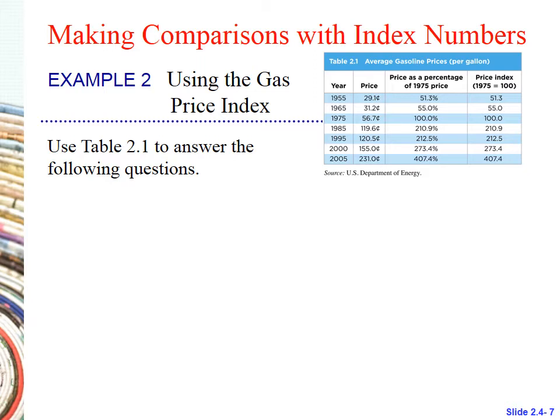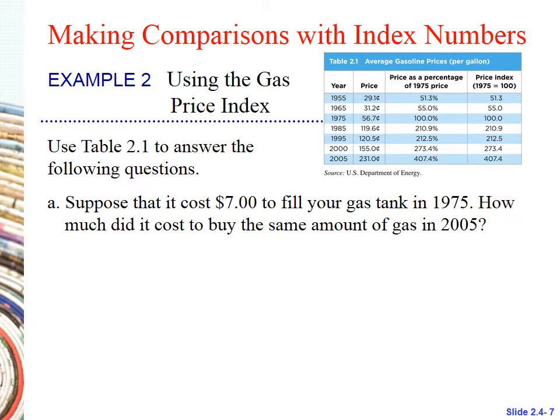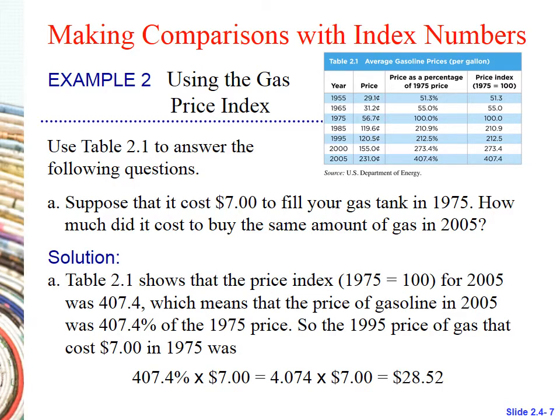All right, so let's make some comparisons now with our index numbers. We're going to continue using table 2.1. This is also in your textbook. So suppose it cost me $7 to fill my tank in 1975. How much did it cost to buy the same amount of gas in 2005? So I want to find those indices. My 2005 index says the price of gas was 407.5% of the 1975 price of 56.7 cents.